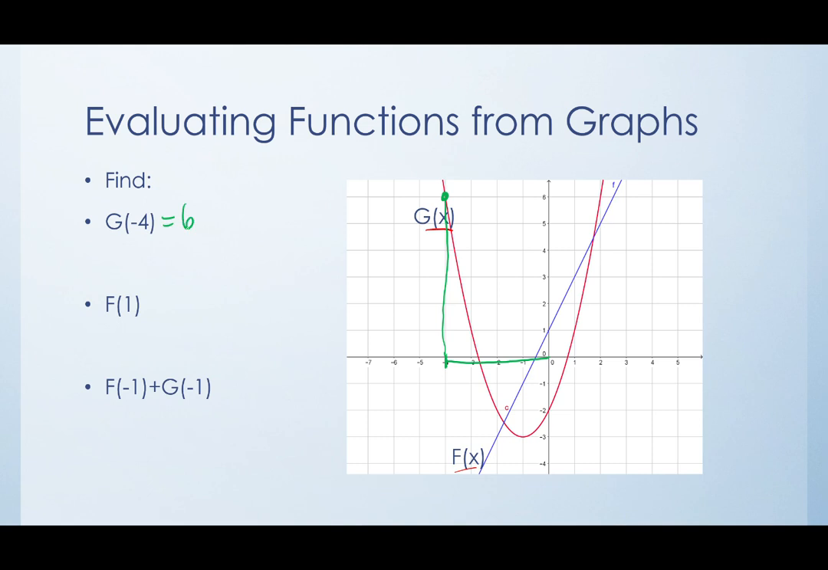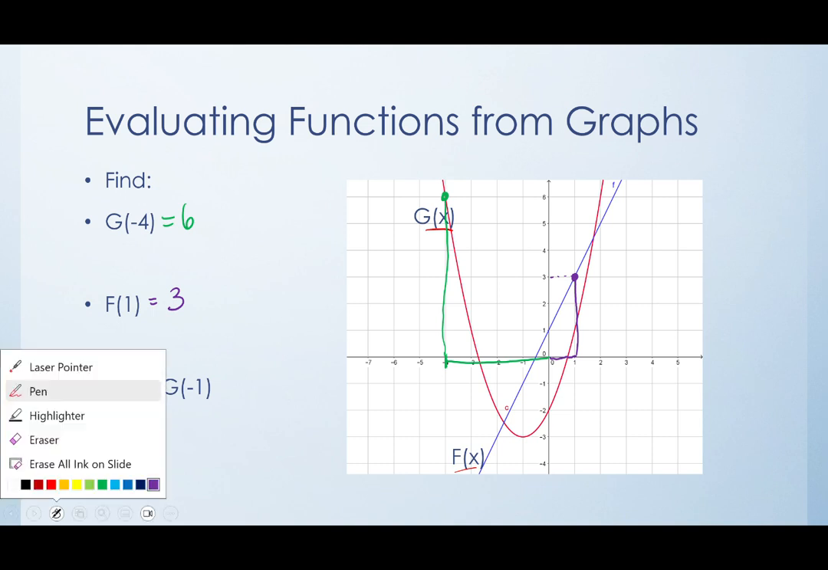And we're going to do the same thing with f of 1. So let's change colors. We'll do purple. Okay, so f of 1, I'm going to go over to 1. And I'm going to look for my blue graph, which is my f graph, right here. And so my y coordinate there is 3. Okay, and then we can even do this so that we can add or subtract or multiply functions this way.